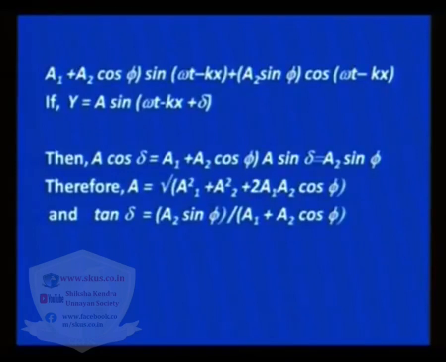Then a cos delta is a1 plus a2 cos phi and a sin delta is a2 sin phi. When we simplify all these things, we will get the resultant amplitude as a1 square plus a2 square plus 2 a1 a2 cos phi, and tan delta, that is a2 sin phi divided by a1 plus a2 cos phi, as you have already learned in case of the law of parallelogram.